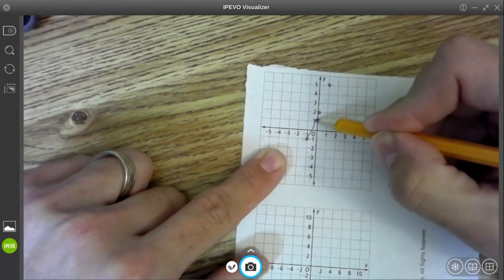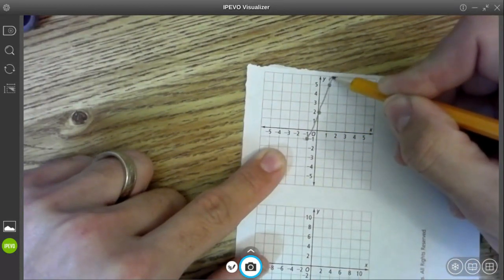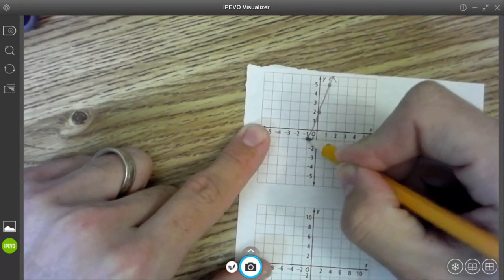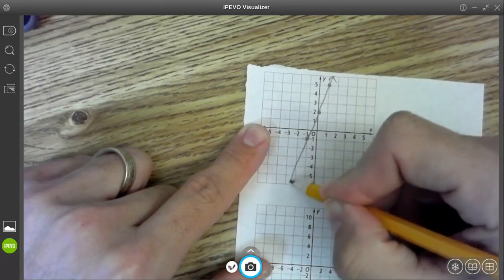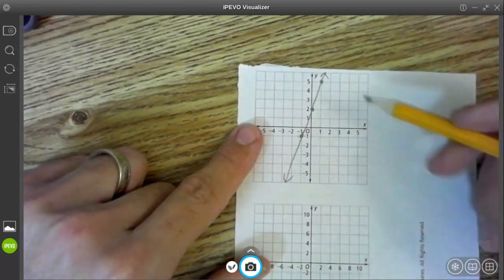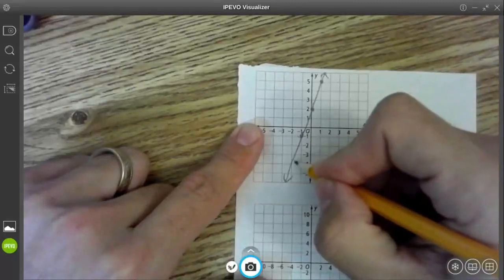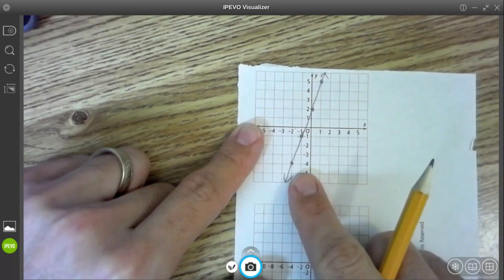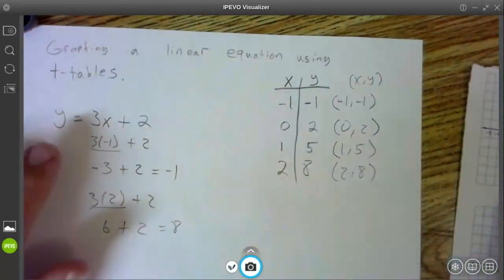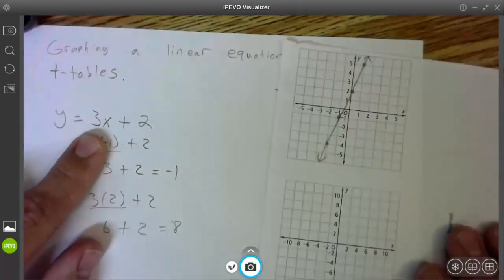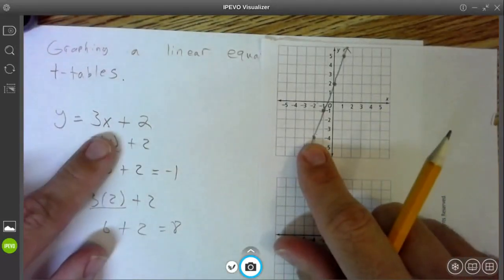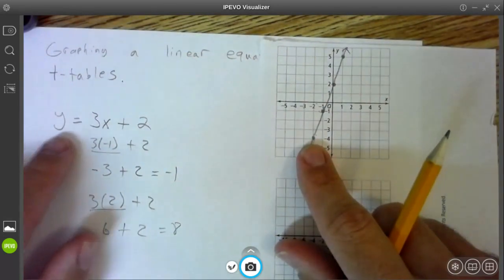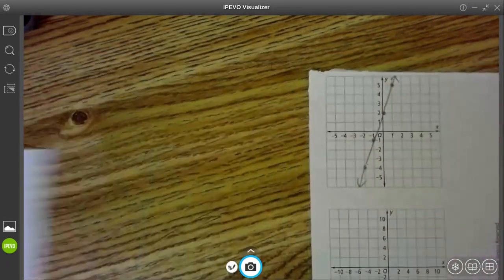Let me try to connect them. This part doesn't matter too much to me. Every point on this line, so this one right here, this -2, -4, every point represents a solution for this equation. So -2, -4, if you were to plug that in for x, -2 and -4 for y, it will satisfy this equation.